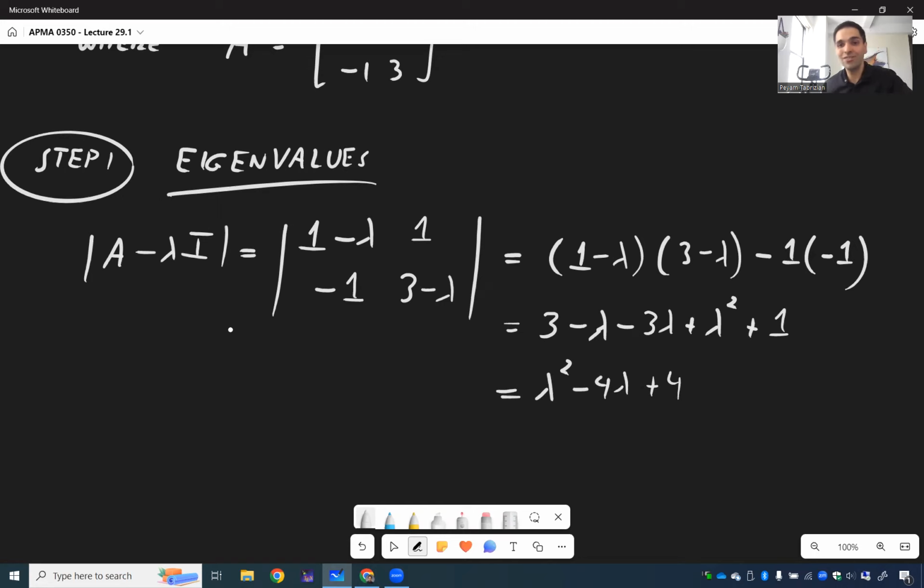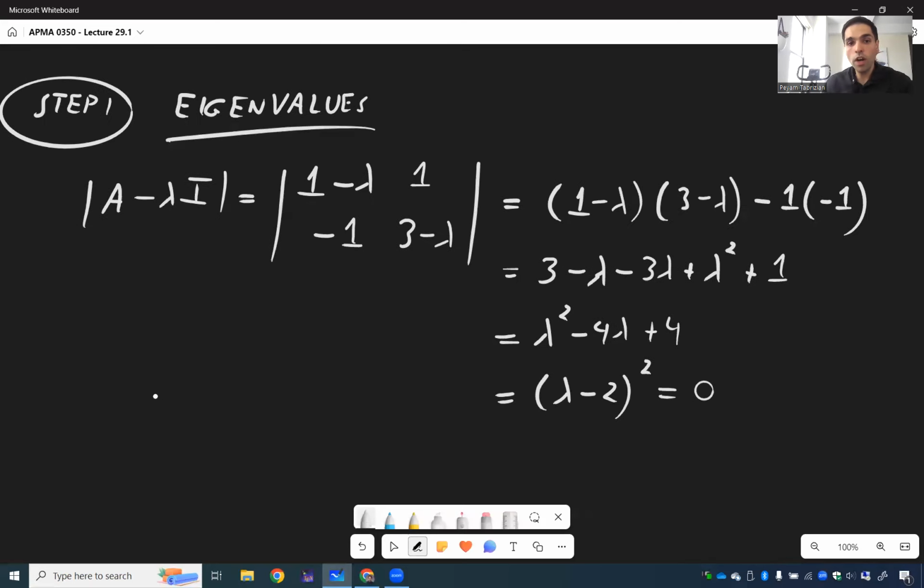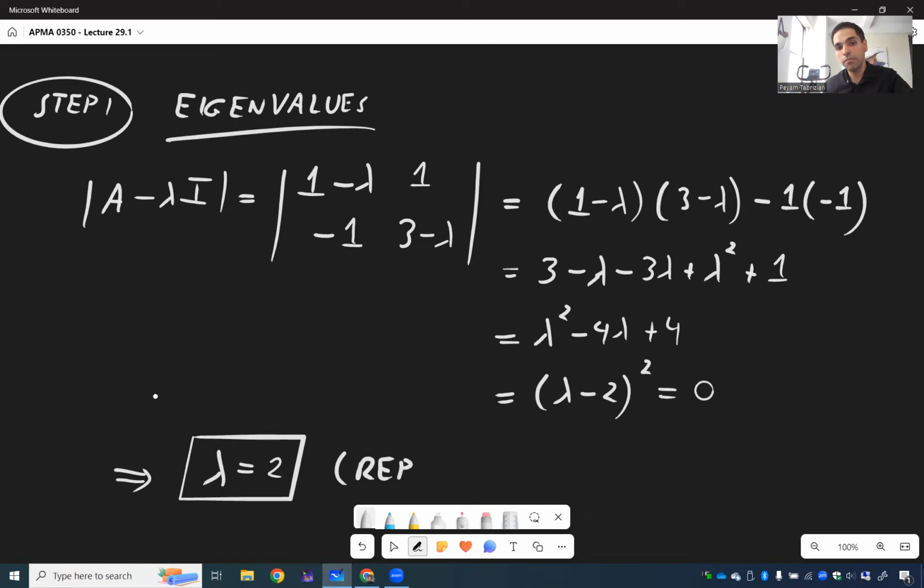Look how cute that is. We have a perfect square, which now completes as (lambda minus 2) squared. And you want to set this equal to 0. And what we end up getting is one eigenvalue, lambda equals 2. And since we only have one eigenvalue, this is what's called a repeated eigenvalue.